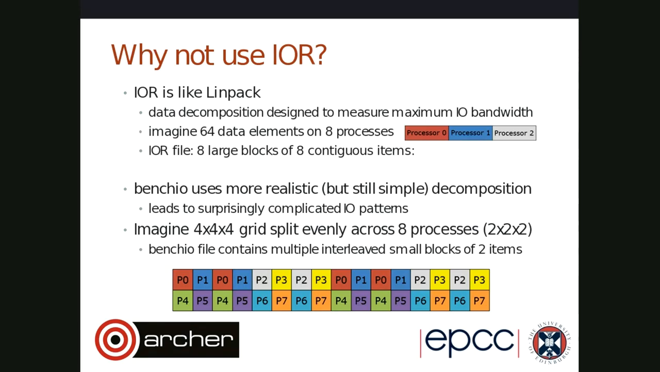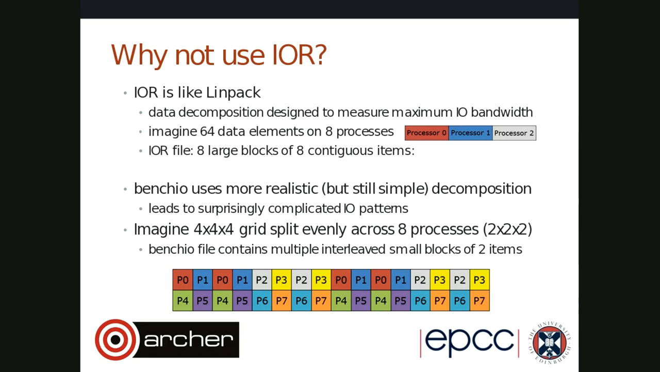a 3D grid decomposition. So here you can imagine a 4x4 grid split evenly across eight processes. So each one gets 2x2x2. And the actual layout of the data leads to this much more complicated layout, right? There's processor zero has a bit here, bit here, bit here, bit here, processor one. So it's much more interleaved.